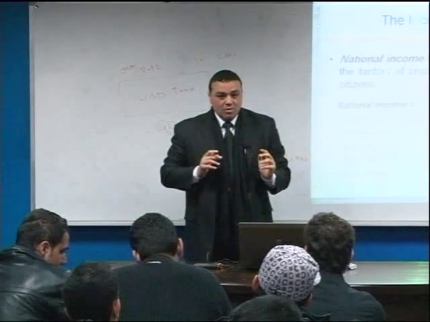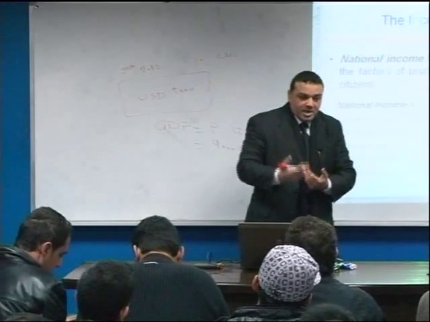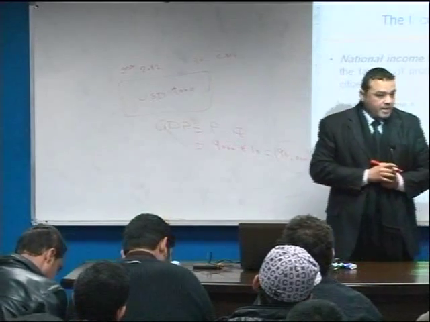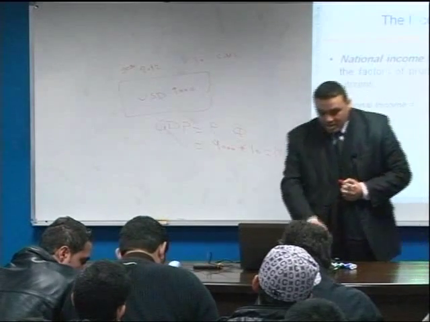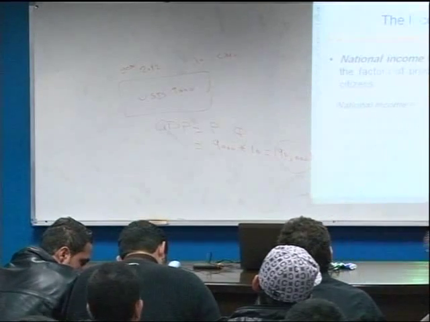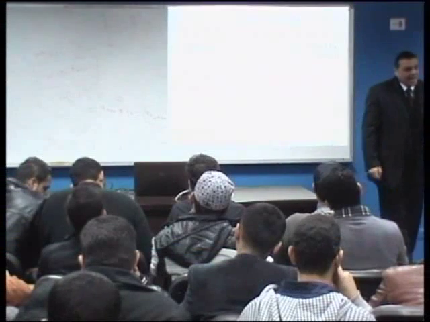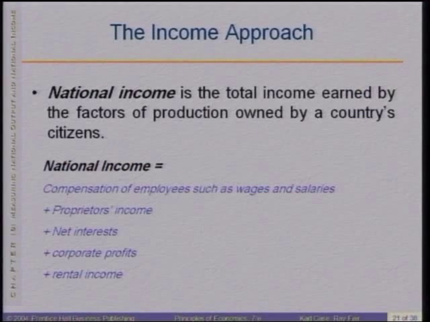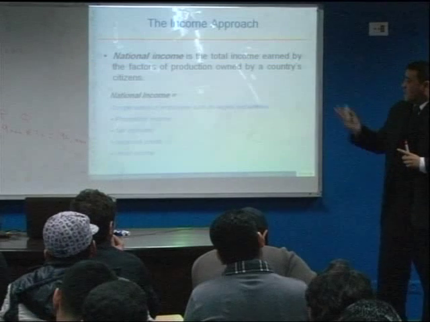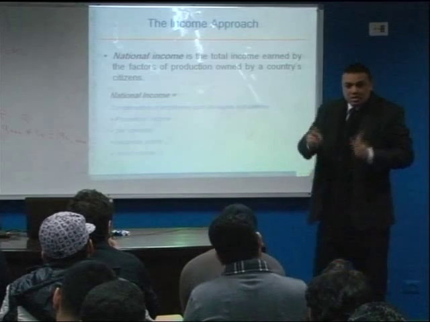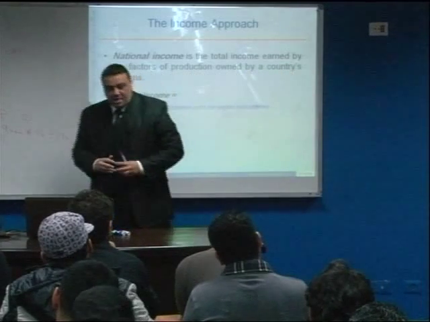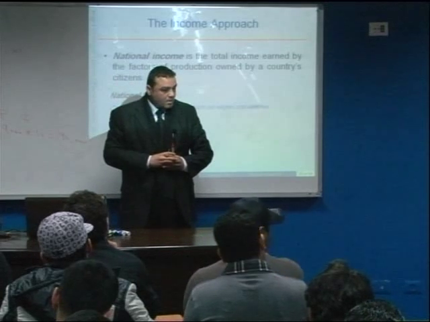So let's begin with the calculation of the GDP using the income approach, starting with the national income. National income means الدخل القومي. The national income is the total income earned by the factors of production owned by the country's citizens.